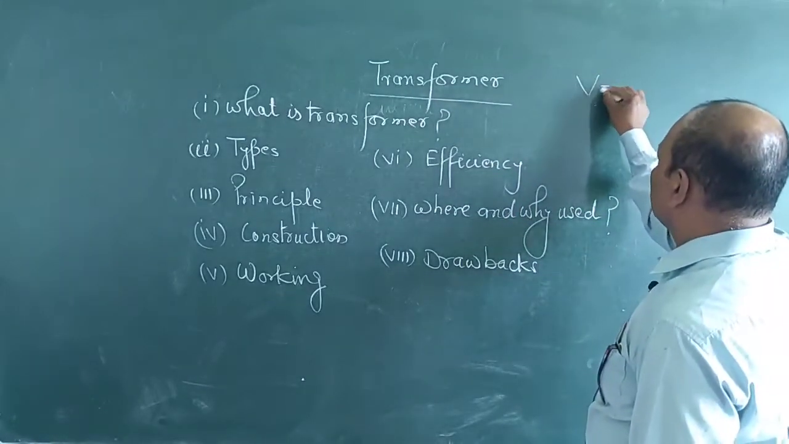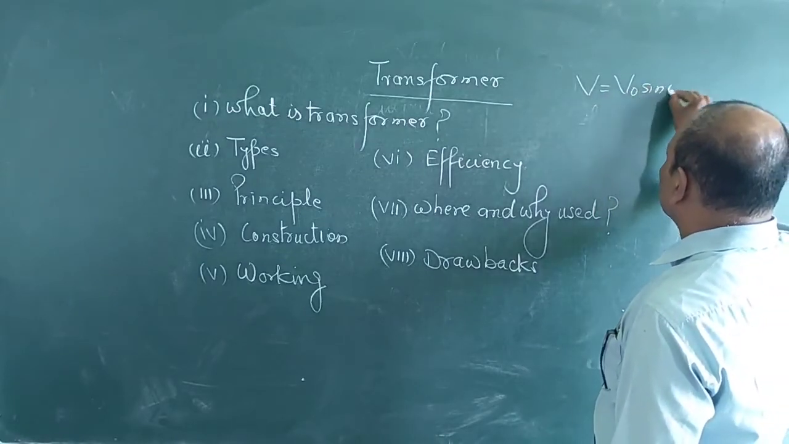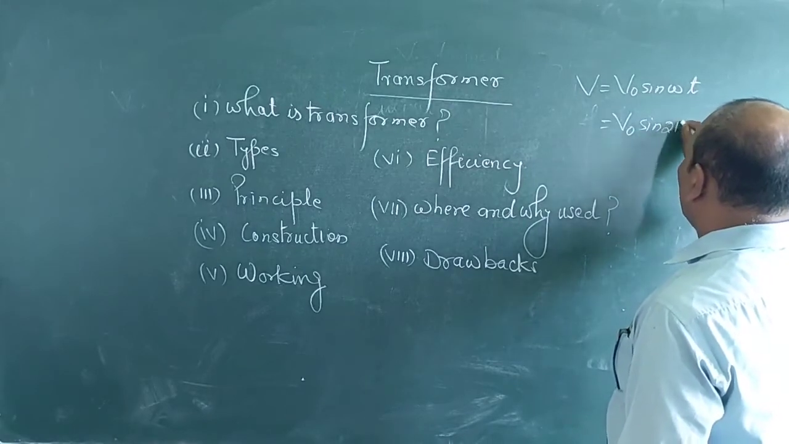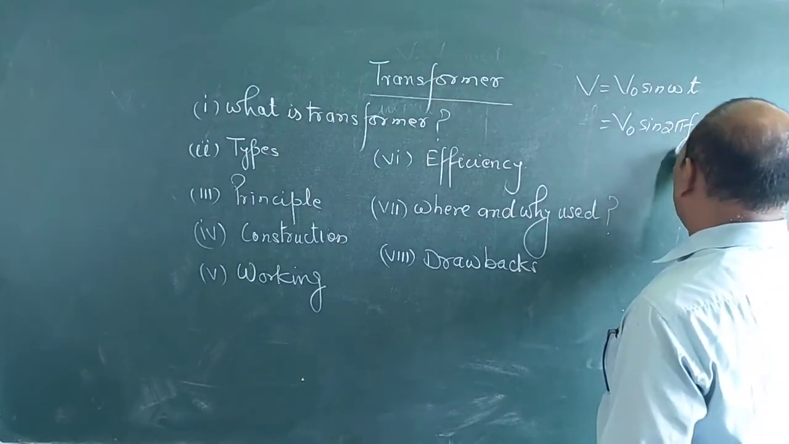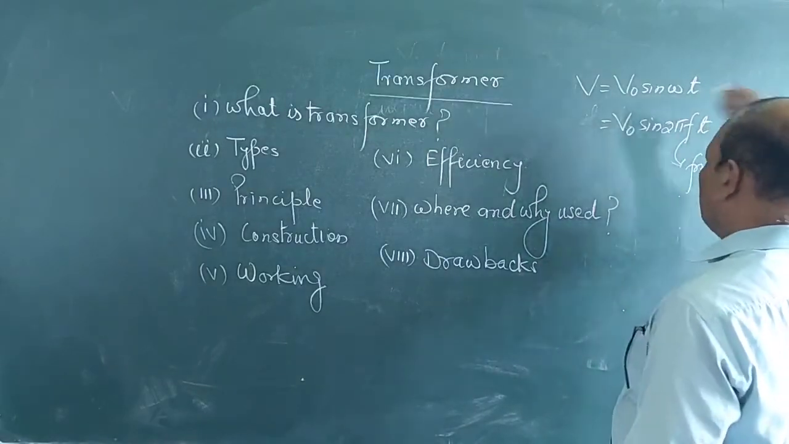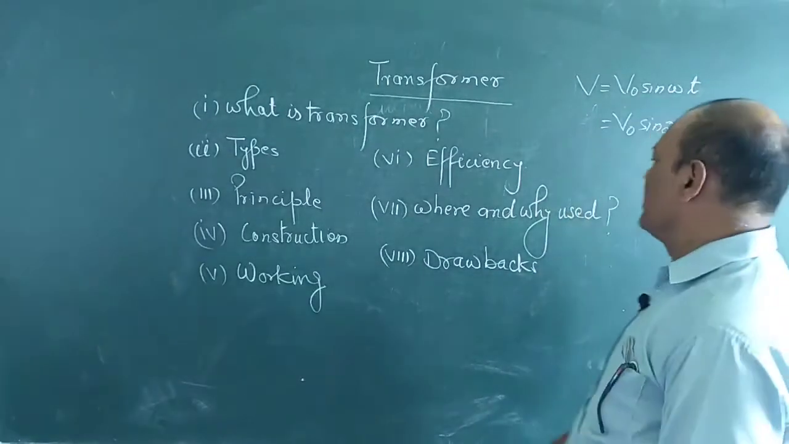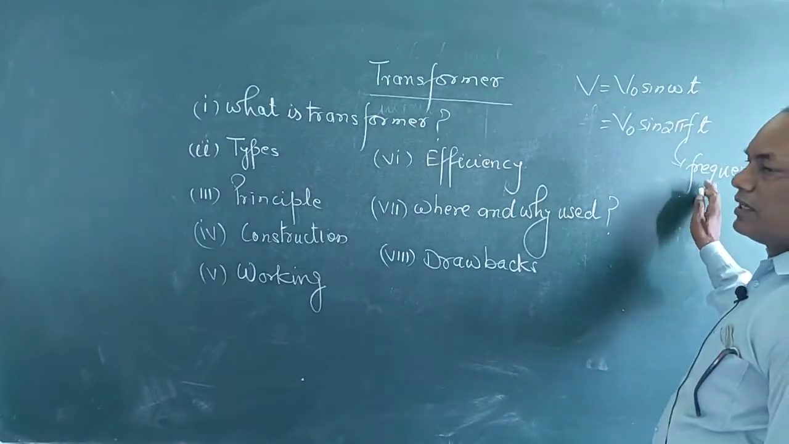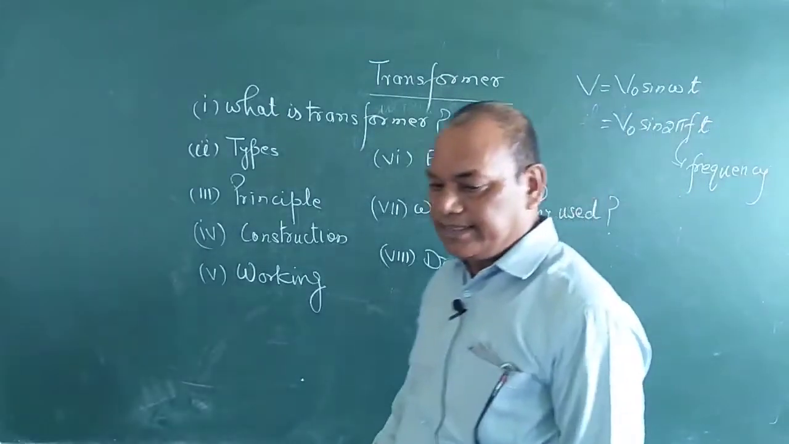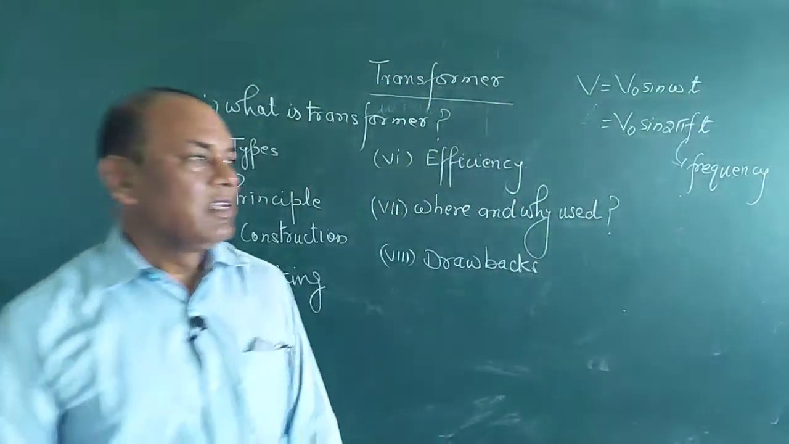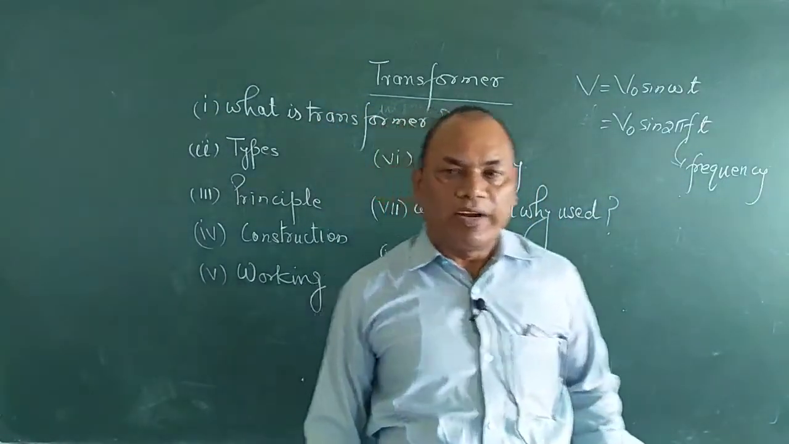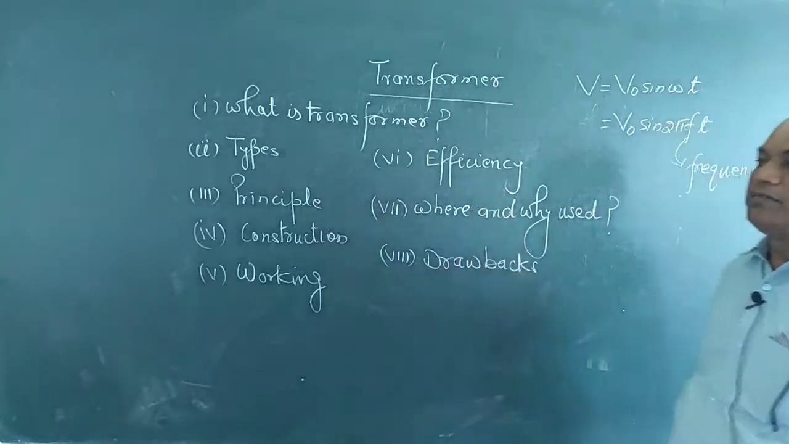Let us suppose this is V is equal to V0 sin omega t or V0 sin 2 pi ft, where f is frequency. This is the frequency in alternating voltage, but in direct voltage for the DC current there is no frequency. So this transformer is used only for such a voltage or current which has frequency.